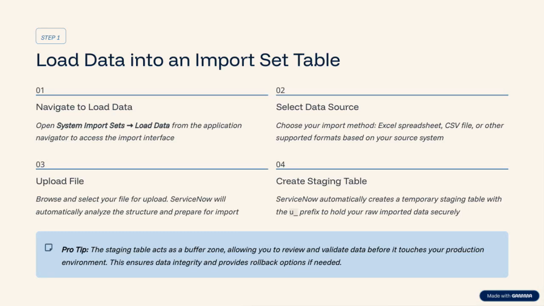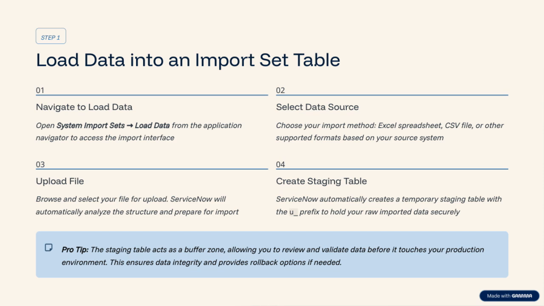Pro tip: remember, the staging table acts as a buffer zone. It allows us to review and validate the data before it touches our production environment. This step is crucial because it helps ensure data integrity and gives us rollback options if something doesn't look right. Now, ServiceNow simplifies this process by automatically creating a temporary staging table with a U prefix. This table securely holds your raw imported data, so you don't have to worry about losing or corrupting your original data during the import process.